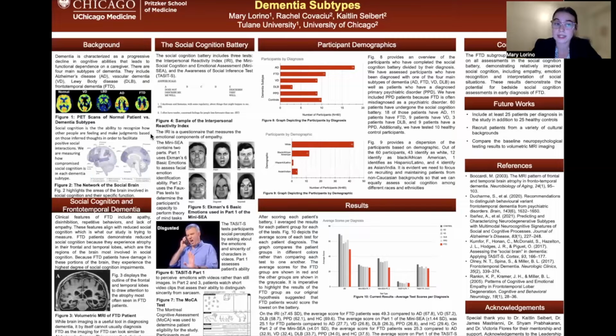Next, the mini-C test contains 2 parts. Part 1 uses Ekman's 6 basic emotions to assess facial emotion identification ability. In figure 5 here, you can see Ekman's 6 basic emotions that are used in part 1 of the mini-C. Participants would be asked to name the emotion that these characters are portraying. Then part 2 uses faux pas tests to determine the participants' capacity to perform theory of mind tasks.